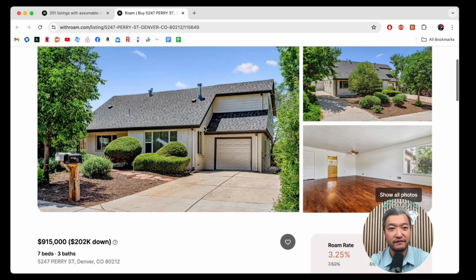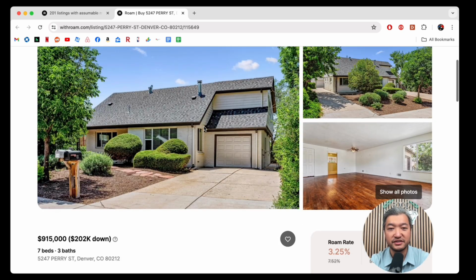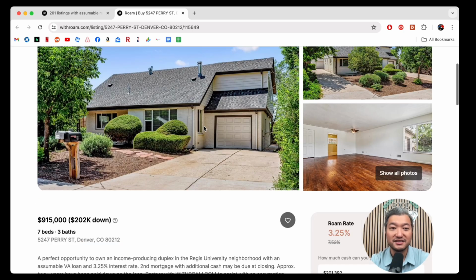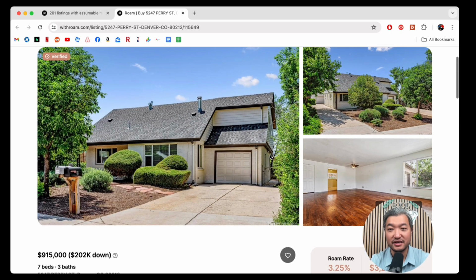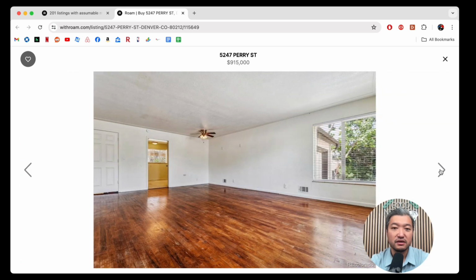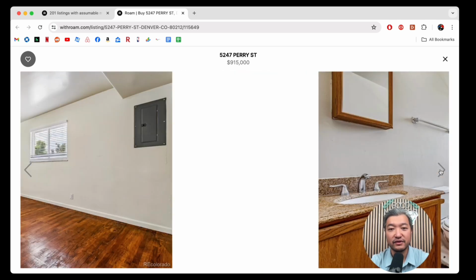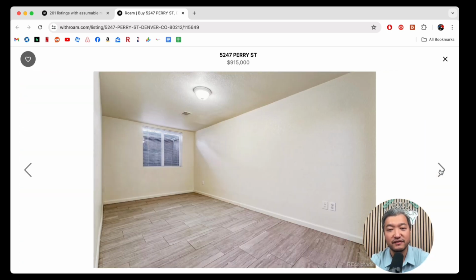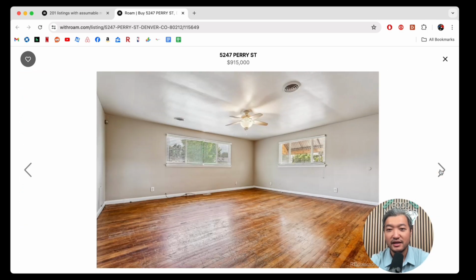So this is a favorite of ours. This is a VA assumable loan. It's a 7-bedroom, 3-bath duplex. It definitely does need a lot of work if you look through the pictures here. Yeah, definitely needs somewhere around $100 to $150K worth of work.